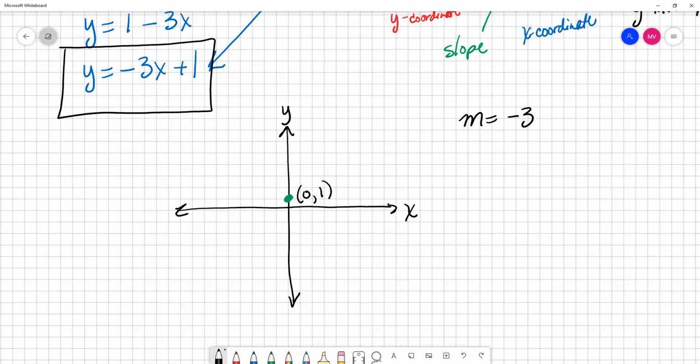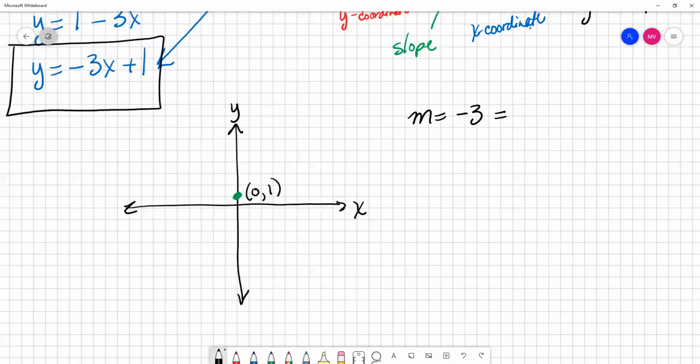Remember, slope is rise over run. So give me -3 in fraction form. -3 over 1. Yeah, so here's your rise. You go down 3 from the y-intercept and to the right 1. 1, 2, 3, so about right here, and to the right 1. And that gives us another point.